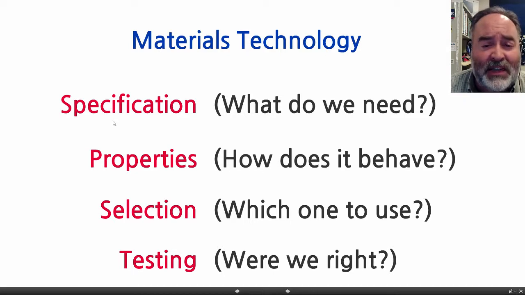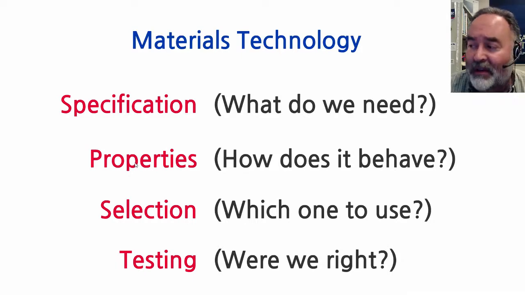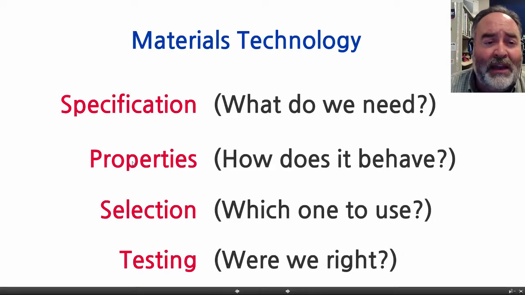Once we have a specification telling us what we're looking for, we need to know what the properties of the material are to see if those are the ones that fit. Again, how shiny is it? How soft is it? How hard is it? How conductive is it? Those are the properties that we need to measure. So we need to specify what we're looking for, we need to know the properties of the things we can choose from, and then we need to pick.